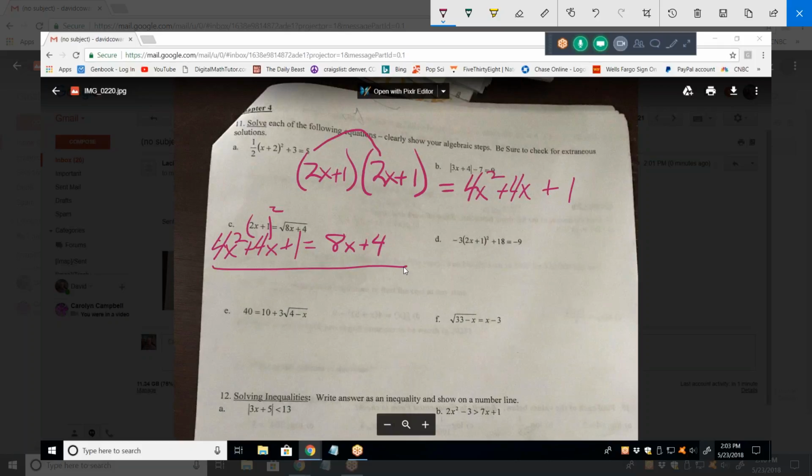Now, what is that whole thing going to be? What's it called? It's quadratic. Yeah. How do we solve a quadratic?